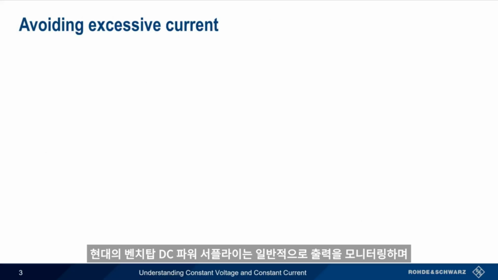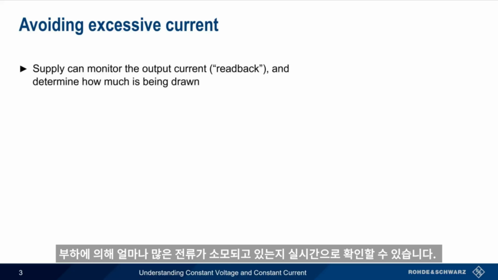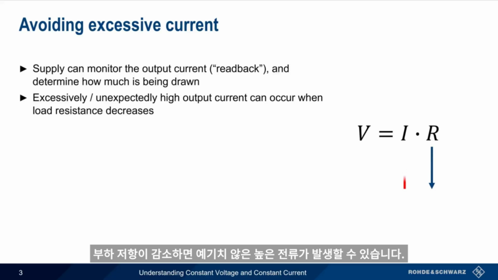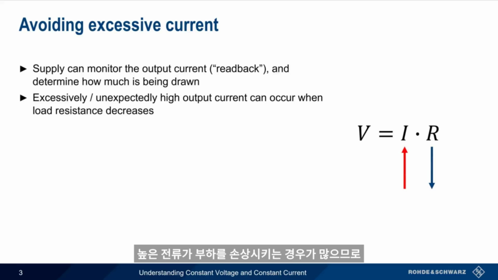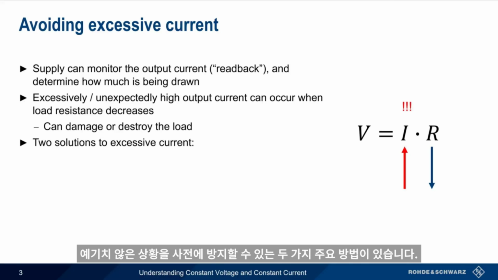Modern benchtop DC power supplies typically monitor the output and can determine, in real time, how much current is being drawn by the load. Excessively and/or unexpectedly high current can occur when load resistance decreases. Since high current can easily damage or destroy many loads, it's important to find a way to prevent the situation from occurring. There are two main ways that power supplies do this.